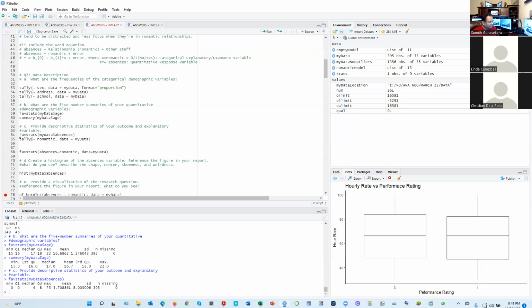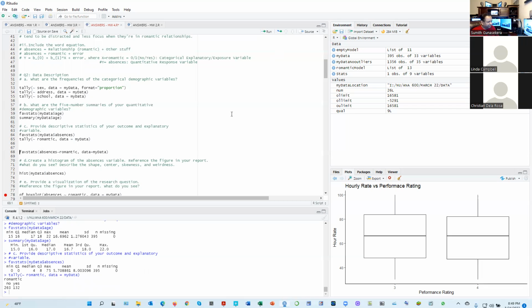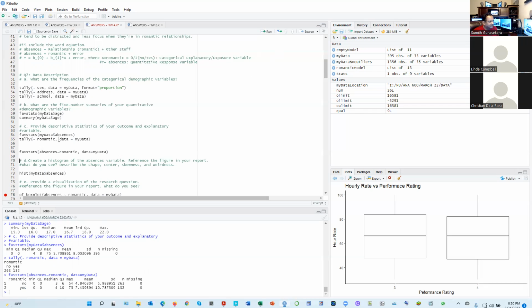A categorical variable, you cannot go with favstats because we don't have a number. You have to use tally. That will tell you only how many students are in a romantic relationship and how many students are not in a romantic relationship. Or you can put both together, and then you can find the favstats of absences by romantic relationship. See? Yes, no, see the breakdown. You can take those breakdowns.